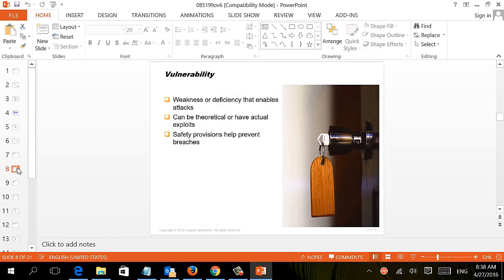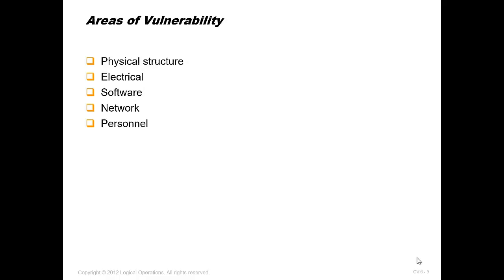Then the vulnerability usually comes from different places. It could be theoretical, it could be actual exploitation, safety. Vulnerability could be different kinds: physical, technical. We should consider all kinds of vulnerability and apply the formula that I just showed you. The areas of vulnerability include physical security. People working in operations should analyze physical security vulnerability, electrical, software, network, personnel.